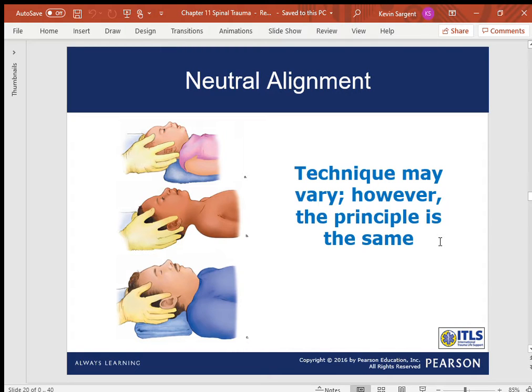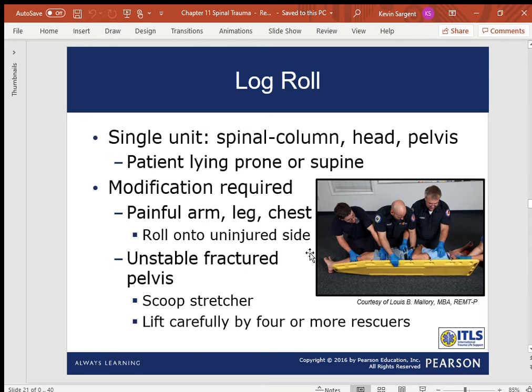So, neutral alignment. Technique may vary, however, the principle is the same. With children, you notice you put a towel or a little blanket under their shoulders because their head is significantly bigger than their body, to keep the head in a neutral position. This child here is able to keep the head in neutral position. This person here has bigger body mass, so they have to put a towel under the head to keep the head, neck and chest in a neutral position. Your goal is to keep them neutral, not to hyperextend or hyperflex.